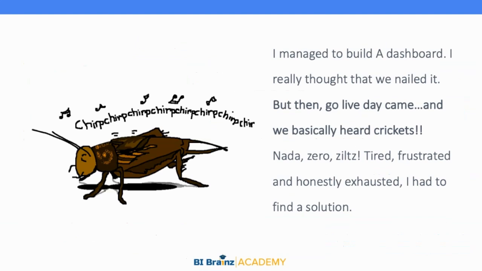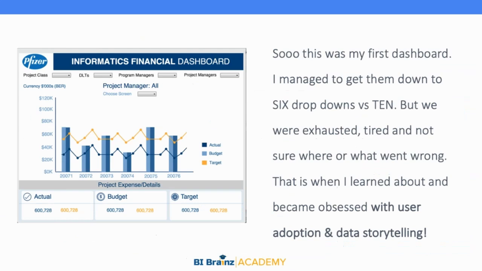So how many of you have had a cricket launch? If you've had a cricket launch, put cricket in the chat because this crap sucks, all right? Now, I've shown this before on many stages, but essentially 2-6 drop downs from 10, but we were exhausted, tired, and not sure where or what went wrong. And that is where I learned about and became obsessed with user adoption and storytelling, okay?